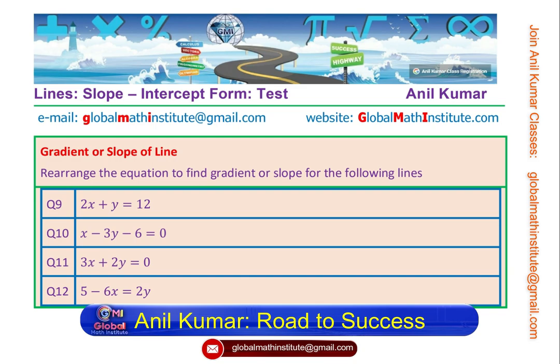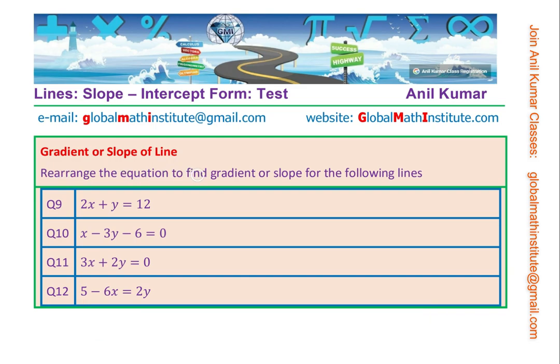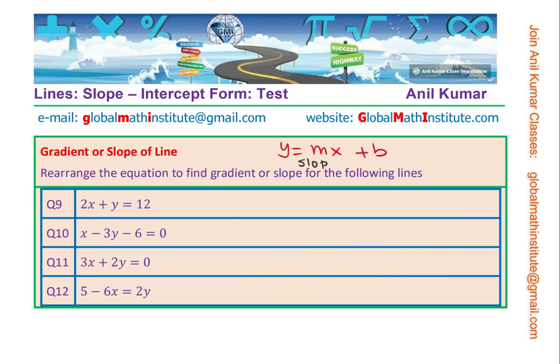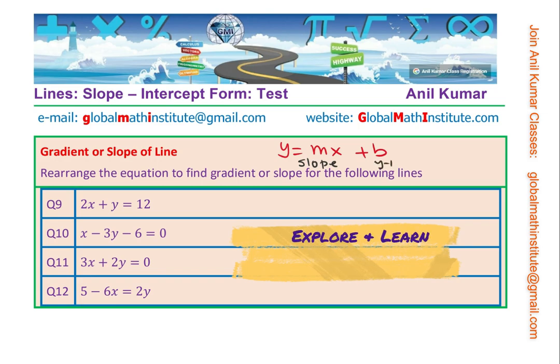So the question now is, rearrange the equation to find the gradient or the slope for the following line. So basically what you need to do is rewrite these equations in the form of y equals mx plus b. And then you can read the slope and the y-intercept, m being the slope, right? And b being y-intercept. Is that clear to you? So let's do question number 9 now.